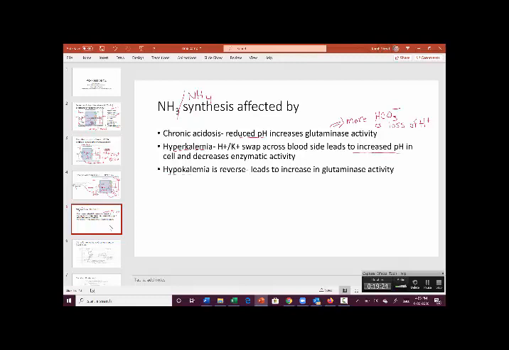And of course, hypokalemia would be the reverse of that. If we have hypokalemia, less potassium in the blood, this will favor potassium leaving the cell. And this means, and I'm going to explain, I just can't do it all at once, hydrogen is going to go into the cell. And if hydrogen goes into the cell, this will drop the pH inside the cell, and this will lead to an increase in glutaminase activity.